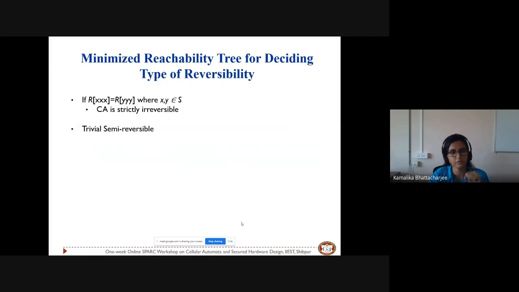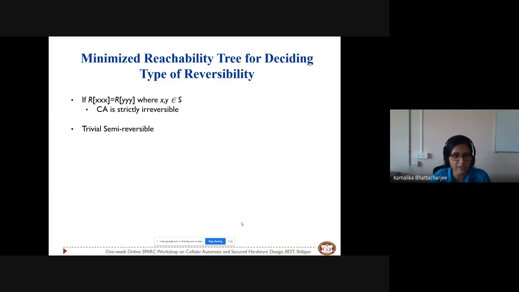How to do that? We are going to again use the minimized reachability tree, because it represents the total information about the reachability tree of the CA for any n. So for the first case, here we are considering three neighborhood, but you can think of any neighborhood, if two RMTs are there for which the next state value is the same and these are of this structure, then you can say directly that it is going to be strictly irreversible.